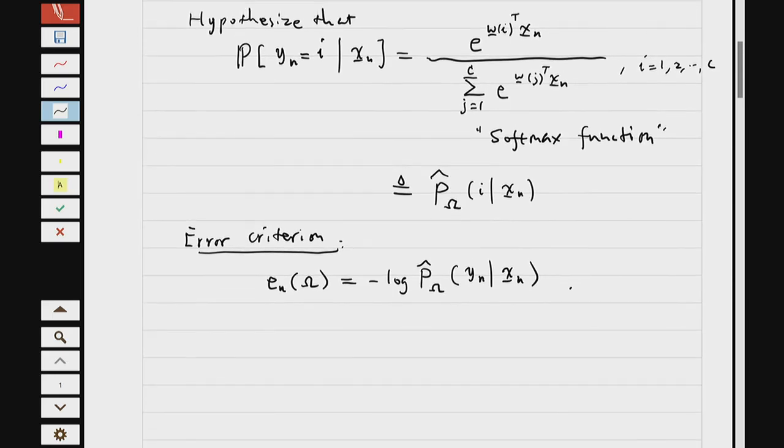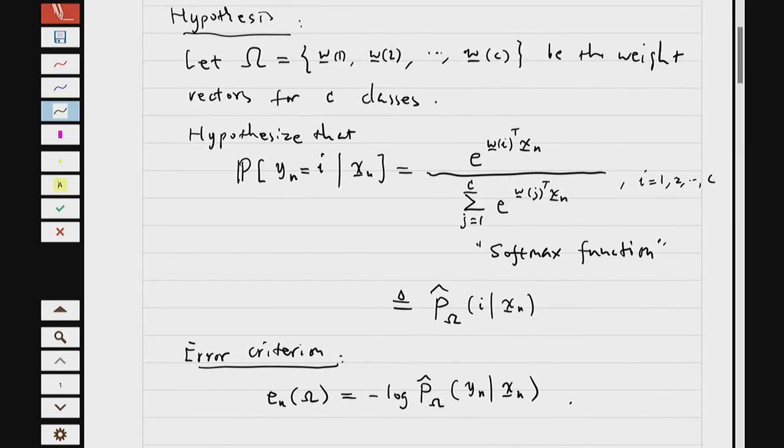So therefore, the purpose of our optimization would be to find the best omega to minimize the average of these E_n's. The E_n will be defined exactly as before. So you find the best omega to minimize this error. Just remember that omega contains C different w's. That's all: C different lines that you have to optimize.